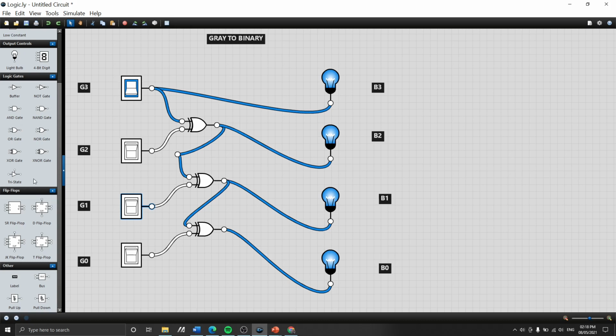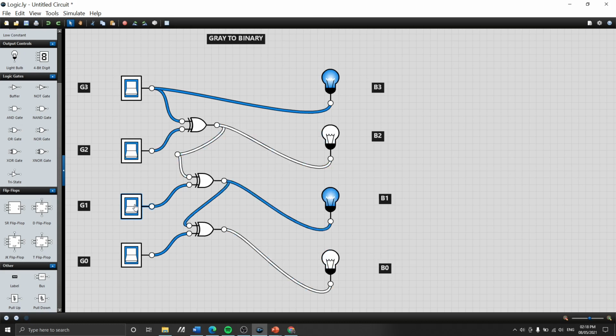When G3 and G0 are 1 and the remaining inputs are 0, then all the outputs are 1 except B0. When G3 and G1 are 1, then B3 and B2 are 1 and the remaining outputs are 0. When G3, G1 and G0 are 1 and G2 is 0, then all the outputs are 1 except B1.